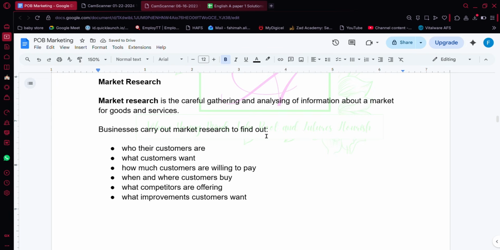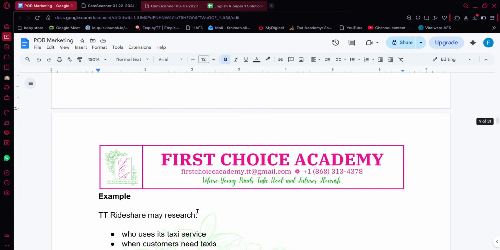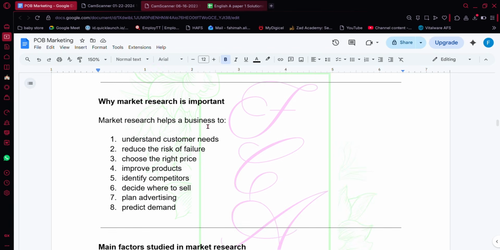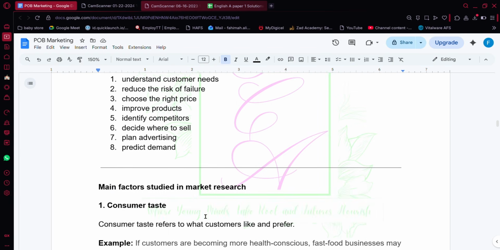Businesses carry out market research to find out who their customers are, when and where customers buy, what improvements customers want. Why is market research important? It helps you to understand your customers' needs, improve your products, plan your advertising, and predict your demand.